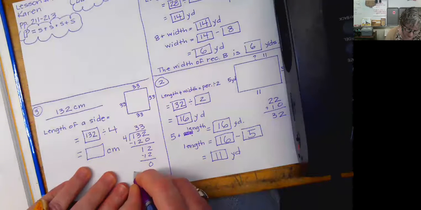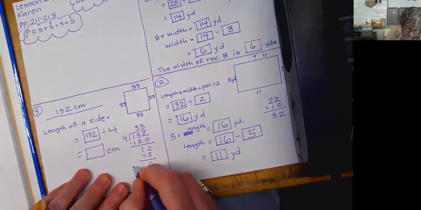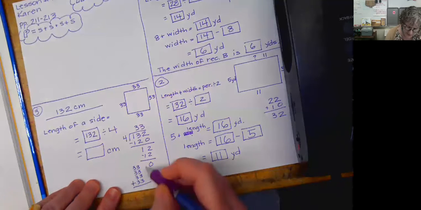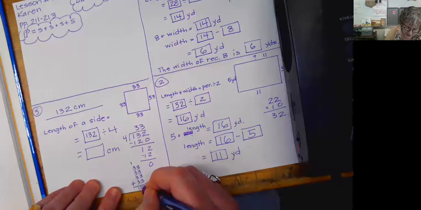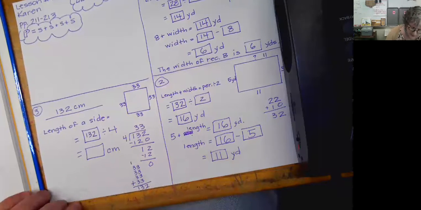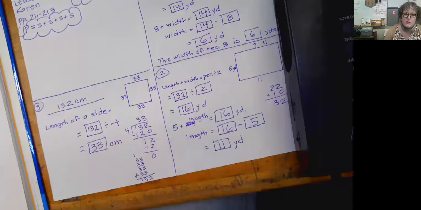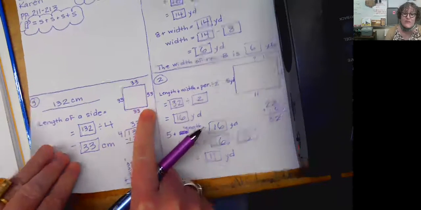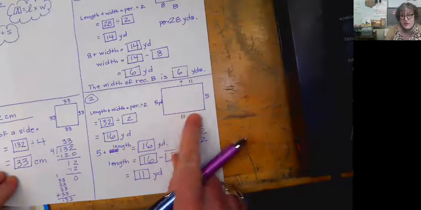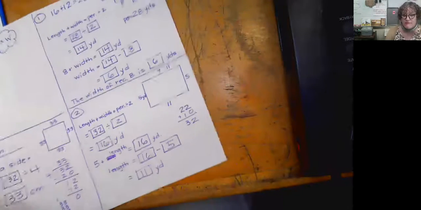And if I add 33 plus 33 plus 33 plus 33, I can check it. 3 times 4 is 12. And I get 132, right? So one length is 33 centimeters. This is a little bit easier because it's a square and you know that all 4 sides are of equal length. This is a little bit trickier because it's not a square. You have 2 sides that are the same and 2 sides that are different.